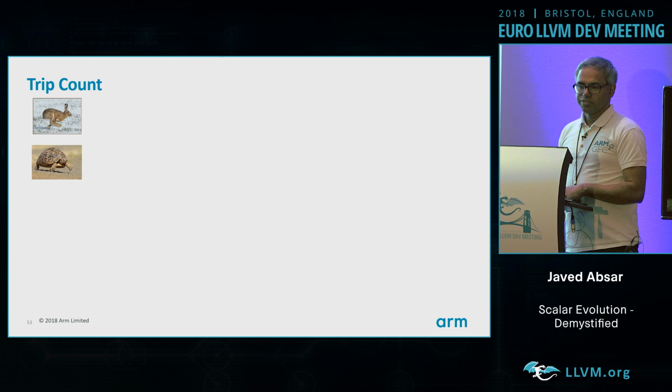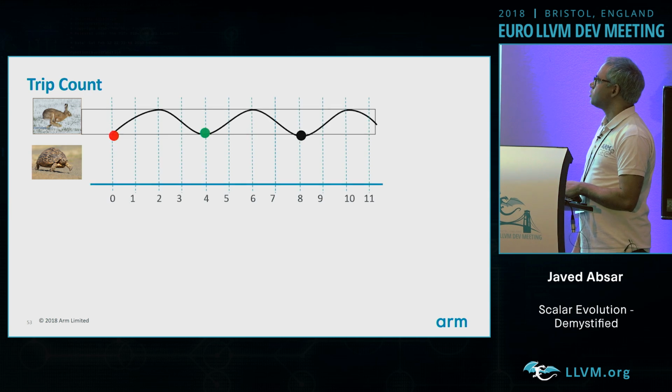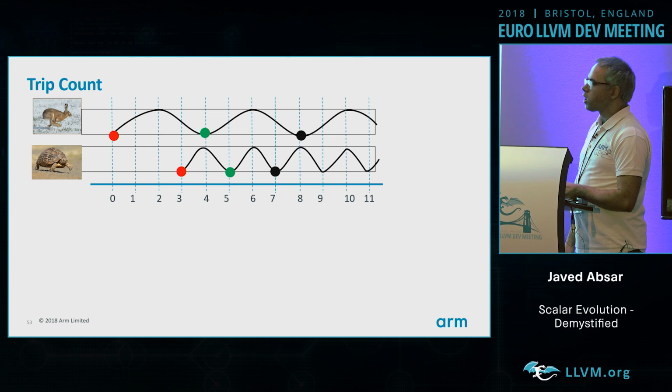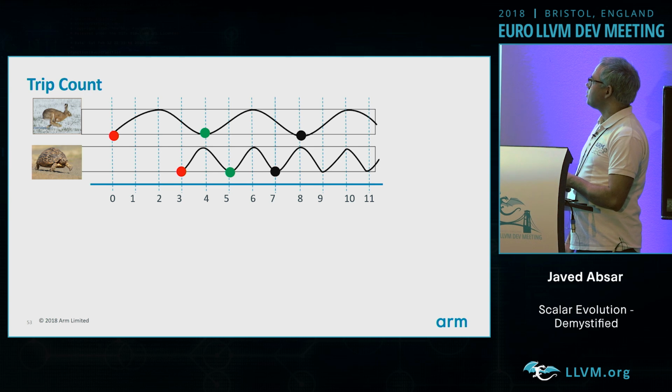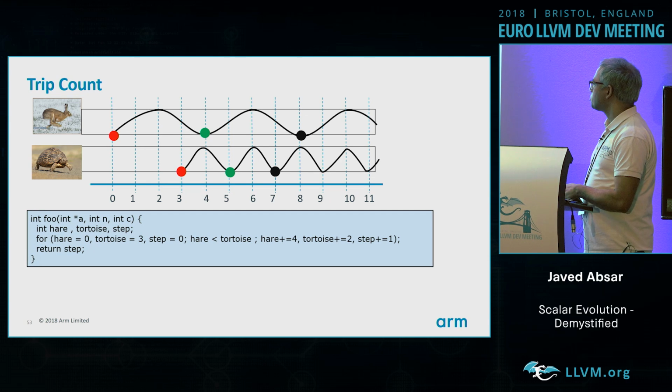What about some other interesting cases? So let's have a race between a rabbit and a tortoise. The rabbit starts at 0 and hops by 4. It's very fast. The tortoise is a bit slow, so it gets a head start. Now we want to know when the rabbit is going to overtake the tortoise. If you write it as a program, you could write something like that. You have the start values, and your SCEV increments are here.